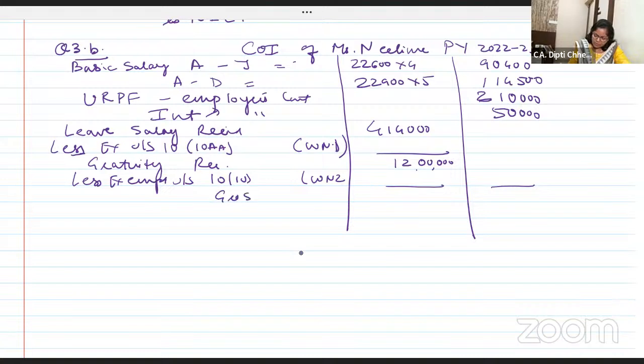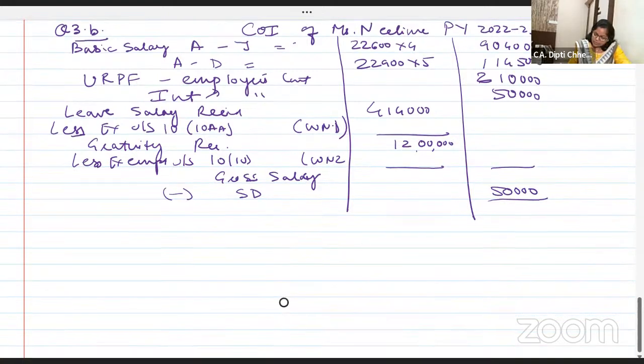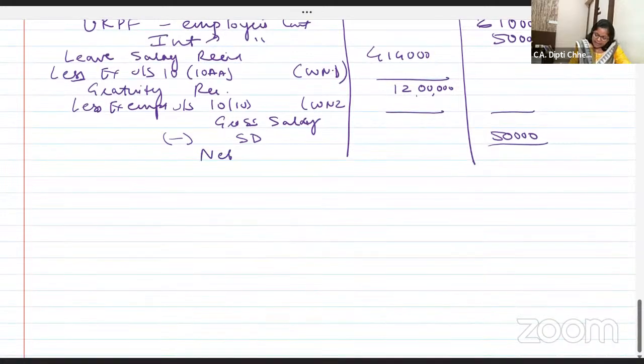What you get, you call it as gross salary. Should we give the standard deduction? Yes, because ignore 115 VAC they say. So give standard deduction 50,000 and you have to compute the total income. So you will get the net taxable salary.